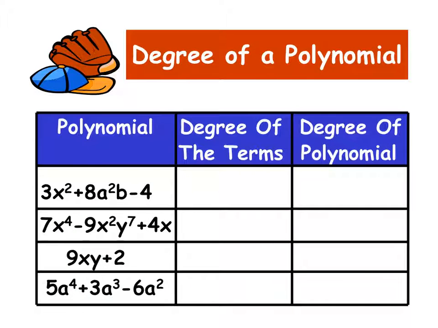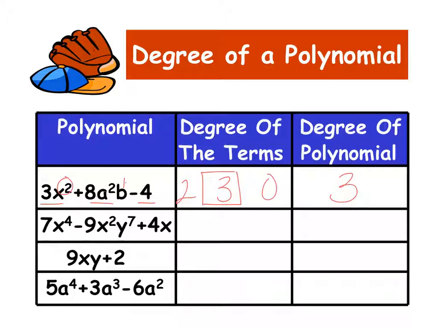Alright, so here's some examples, and we're going to find the degree of the polynomial. This first polynomial is a trinomial because you have 3 terms separated by plus signs. My first term has a degree of 2. My second term has a degree of 2 plus 1, which is 3. And the fourth term is a constant, so it has a degree of 0. So 3 is my largest degree of my monomials, so 3 is the degree of my polynomial.